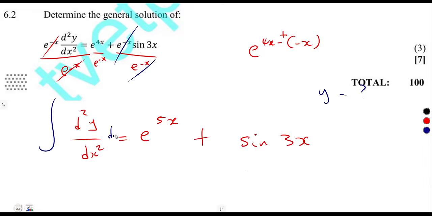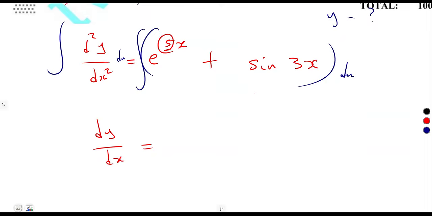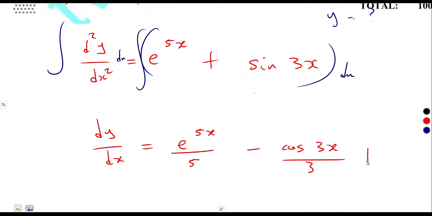So we integrate with respect to x, and also integrate this with respect to x. That gives us dy/dx from the left-hand side. We divide by the derivative, so it's e to the exponent of 5x over 5. Then sine gives us a negative cos 3x over the coefficient of x, which is 3. So that's plus the constant. We can start with a.